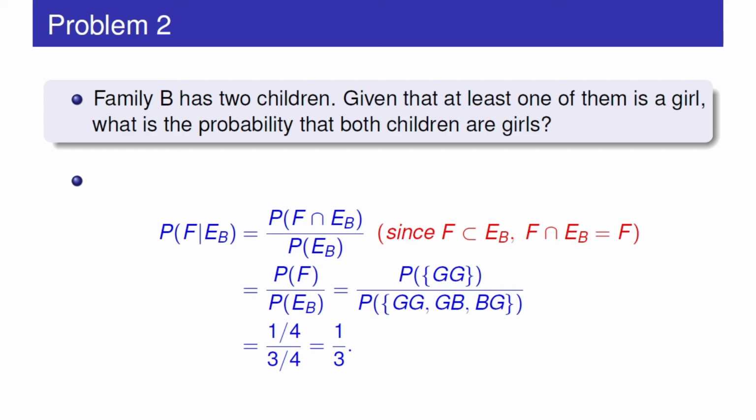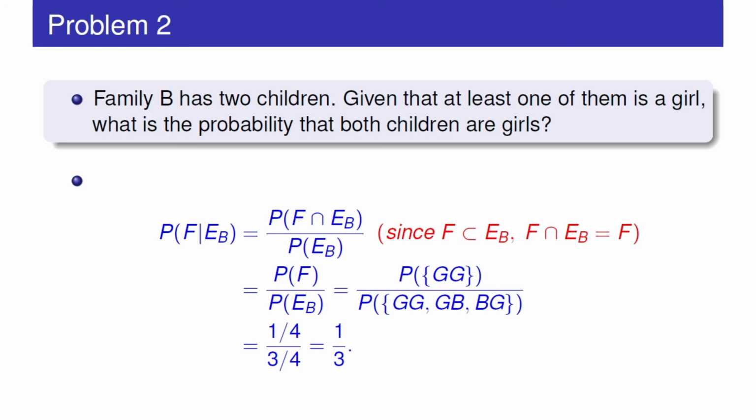Now this equals, on the top, the probability of their intersection, and on the bottom, the probability of the event which serves as a condition. Since F is a subset of EB, the intersection of F and EB is F. So this equals the probability of F over the probability of EB. That is the probability of the event consisting of GG over the probability of the event consisting of 3 outcomes, GG, GB, and BG. So it equals, on the top, 1 out of 4, and on the bottom, 3 over 4, which equals 1/3. That is to say, the probability that both children are girls is 1/3, given that at least one of them is a girl.